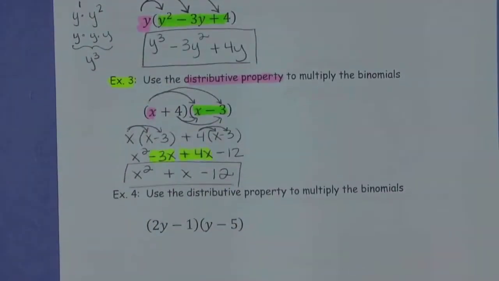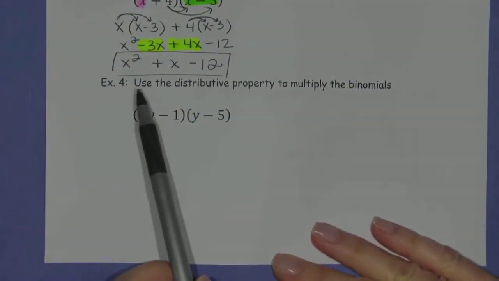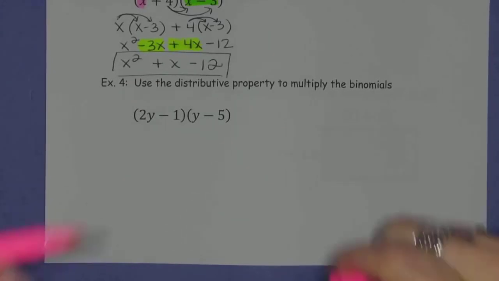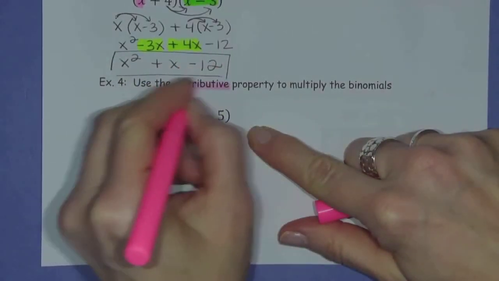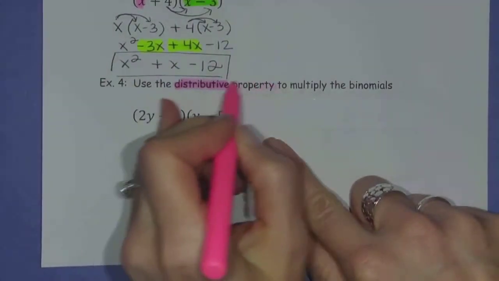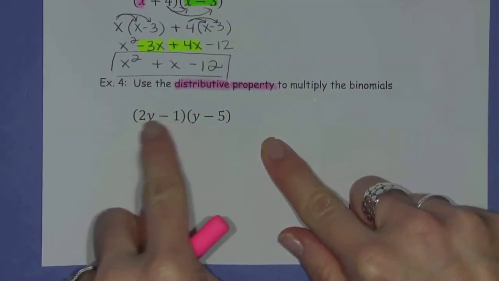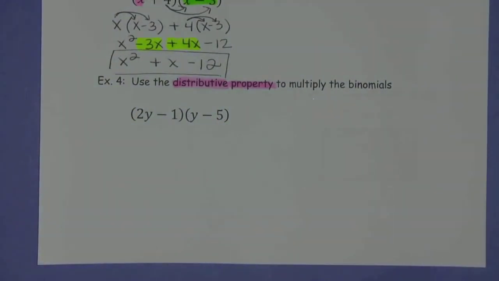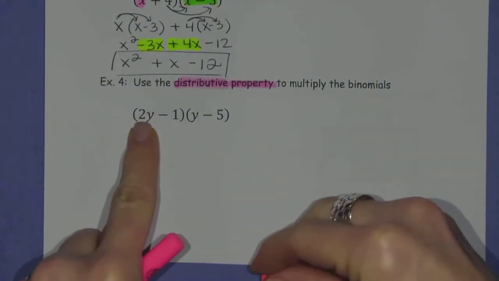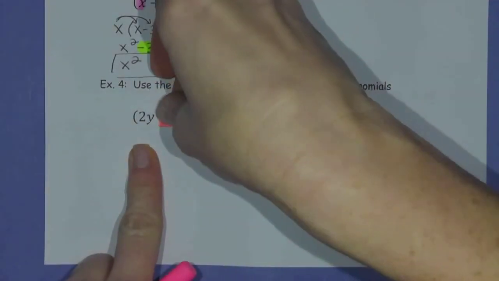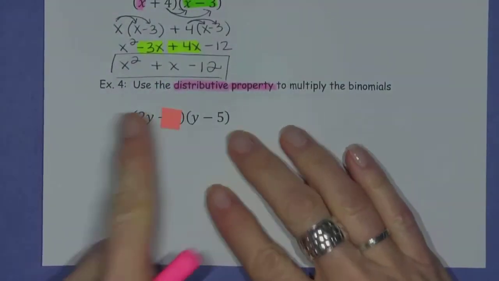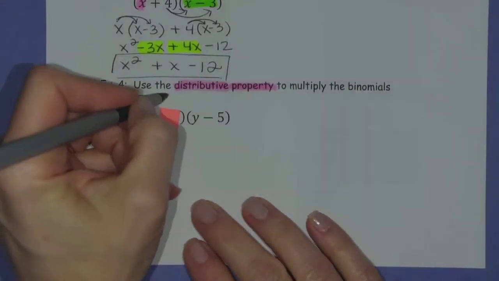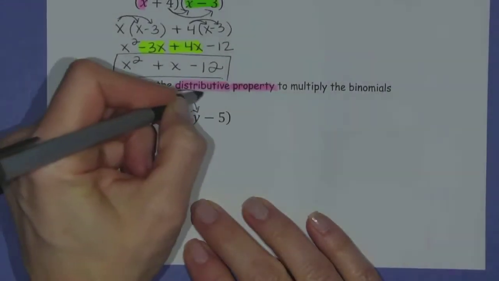Okay, let's use the same technique on the next one. It says use the distributive property to multiply these binomials. So again, well, what are we distributing? Well, we're distributing both terms in the first quantity to the second quantity. So I like to start, leave it showing, and let's cover up the minus 1. So we're going to distribute 2y both here and to the back.